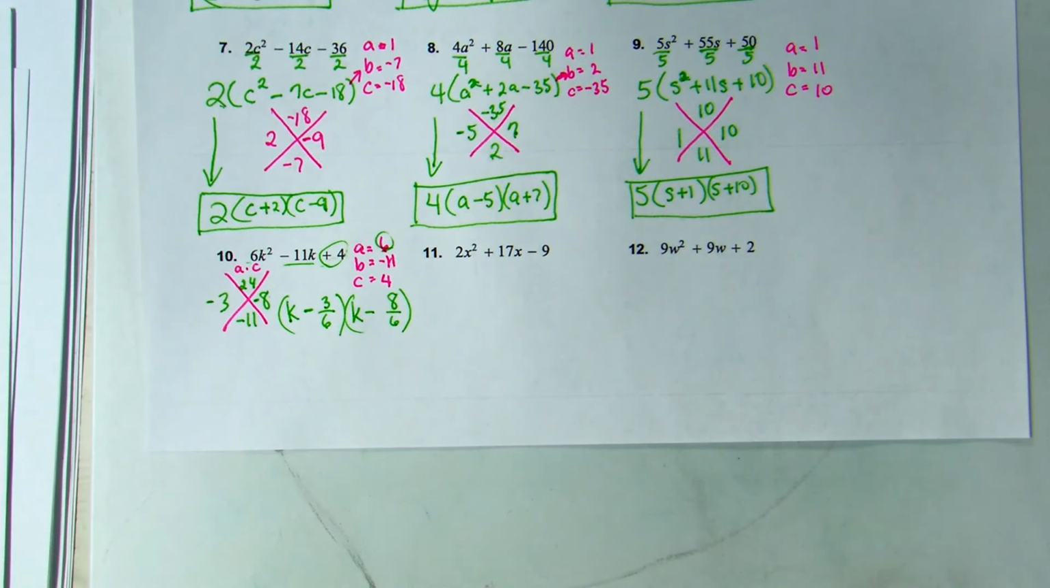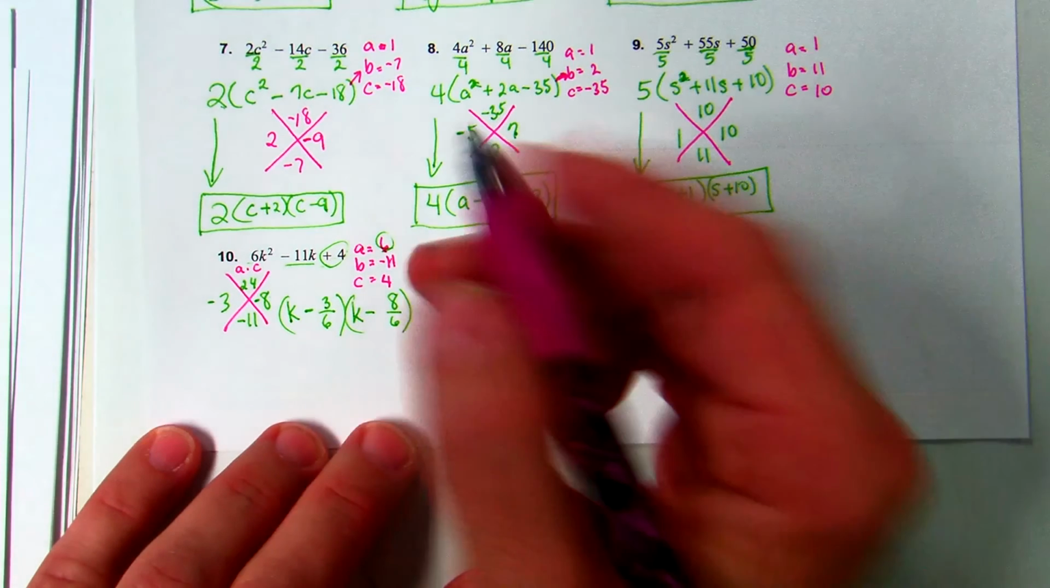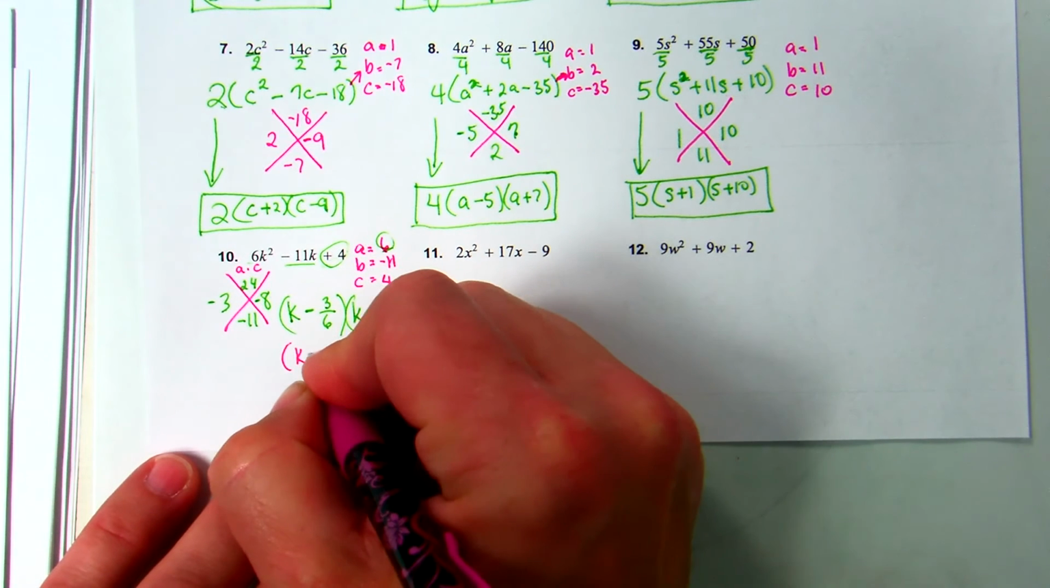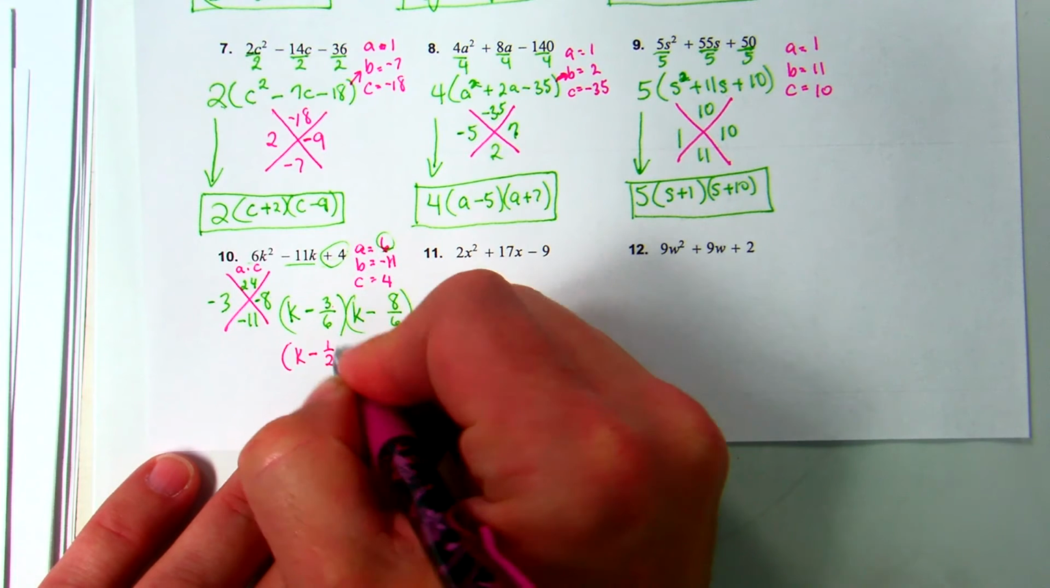Okay? And remember what our next step was to happen here. We need to simplify the fractions. So if we simplify these fractions, I'm going to rewrite this in different colors so we know that it's a simplified version here. K minus 3 over 6 is the same thing as 1/2.